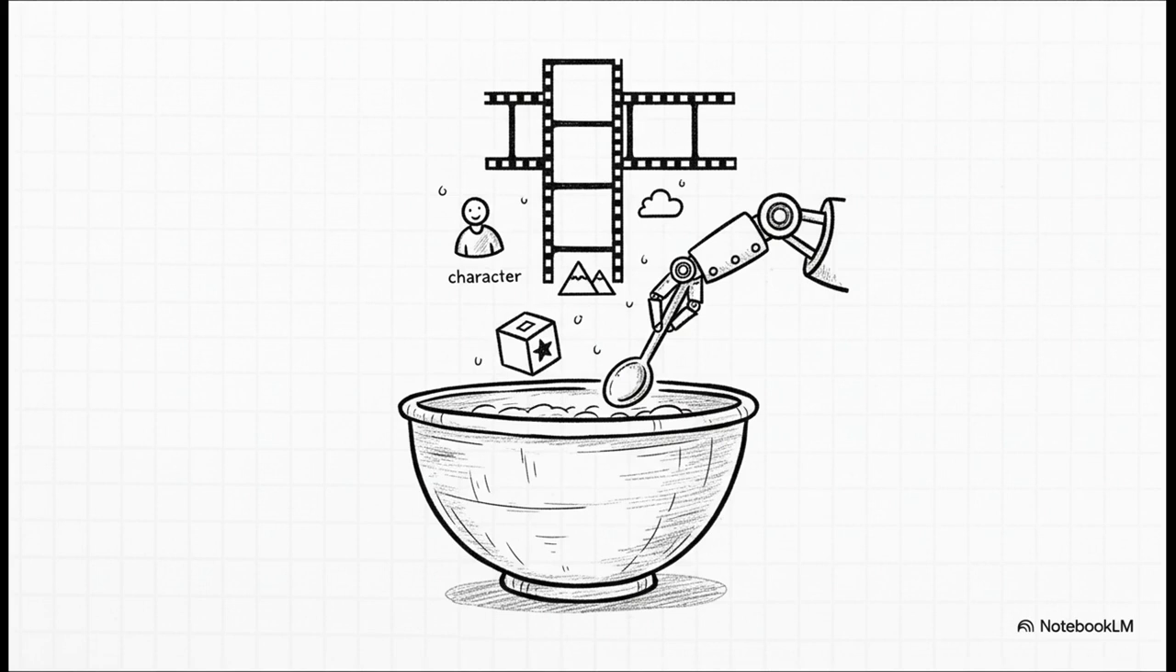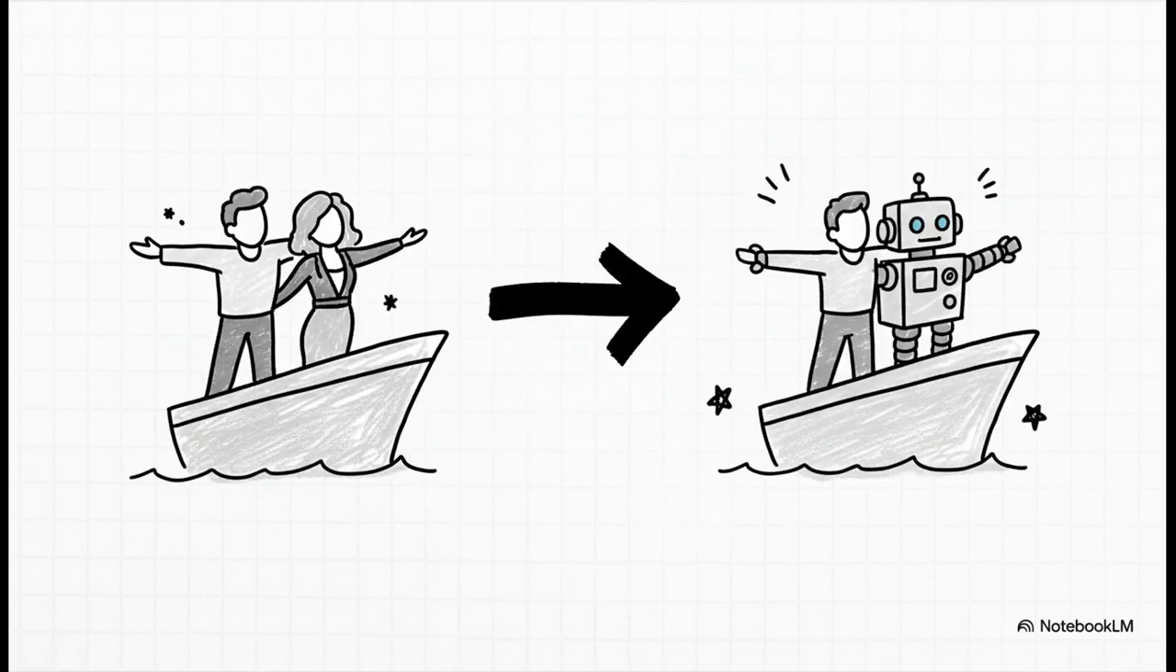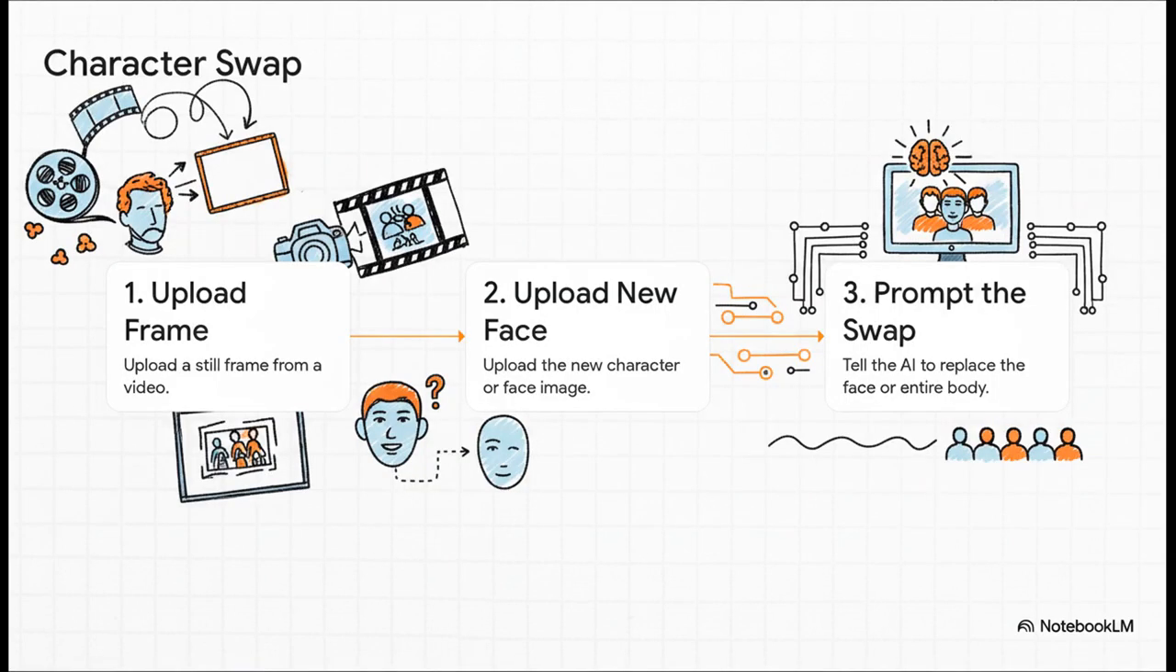Okay, here's another really powerful and, let's be honest, probably really fun application. You can create parody videos, or those what-if scenarios, by easily swapping characters in and out of existing footage. And the process is super direct. You just grab a still frame from a movie or video, upload the picture of the character you want to drop in, and then you just tell the AI to make the swap. You can even choose to replace just the face or the entire character for different effects.